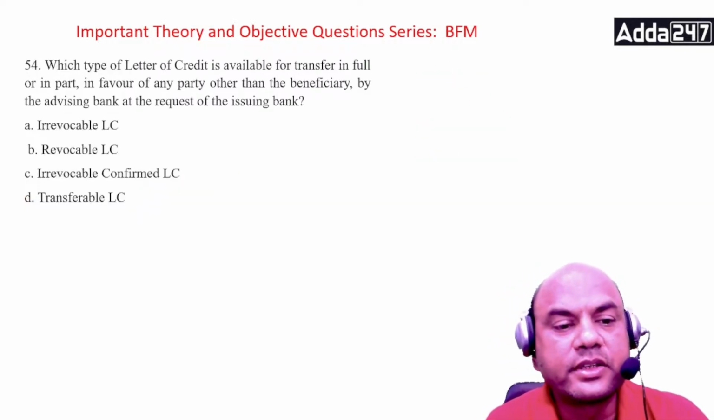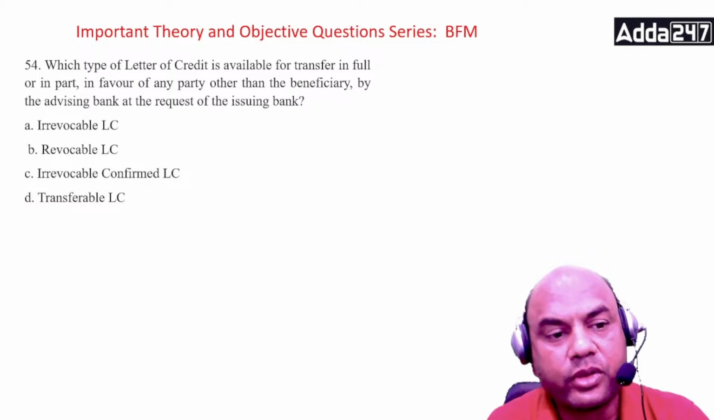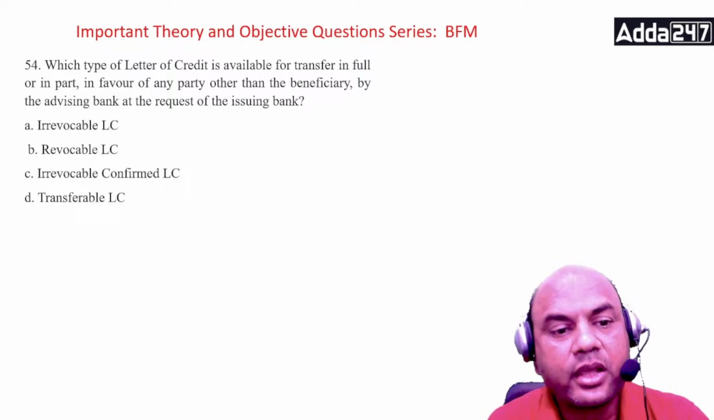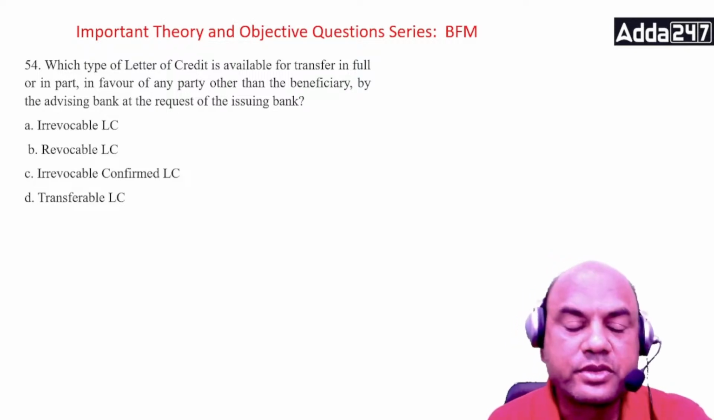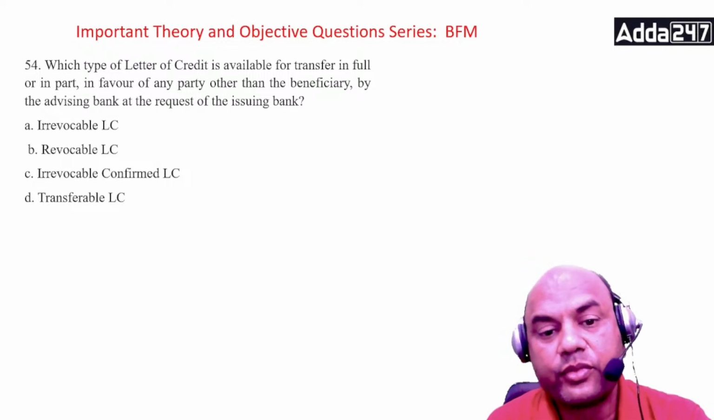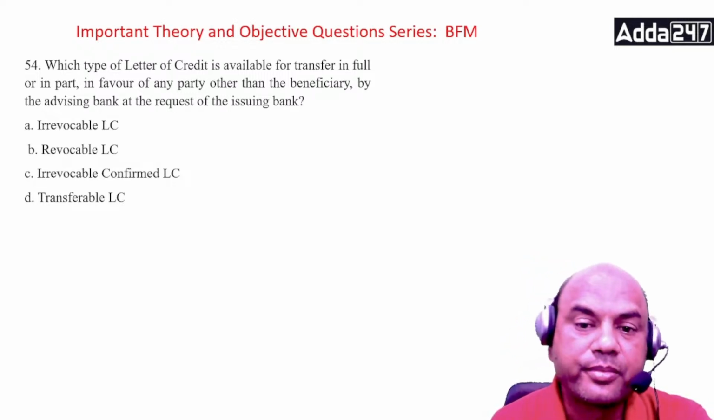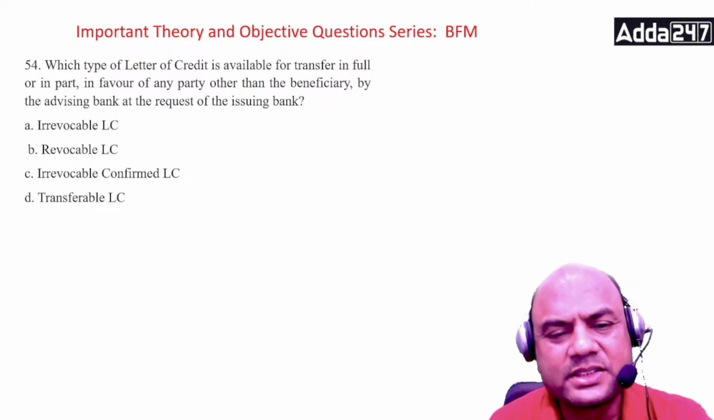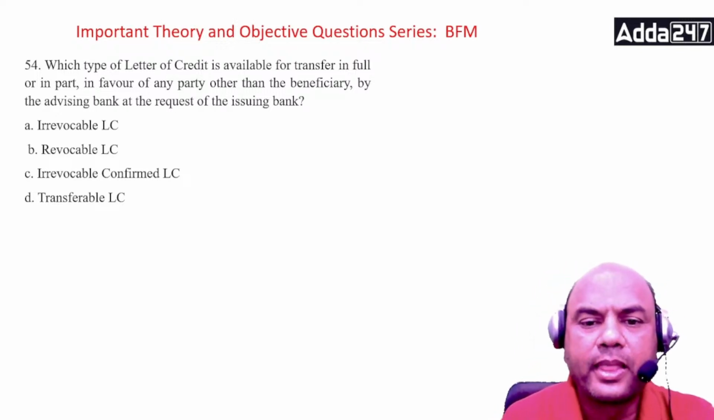Which type of LC is available for transfer in full or in part in favor of any party other than the beneficiary by the advising bank at the request of the issuing bank? So what is that LC called? Which is available for transfer to any party. What do you mean by this concept? Say this. What is LC?